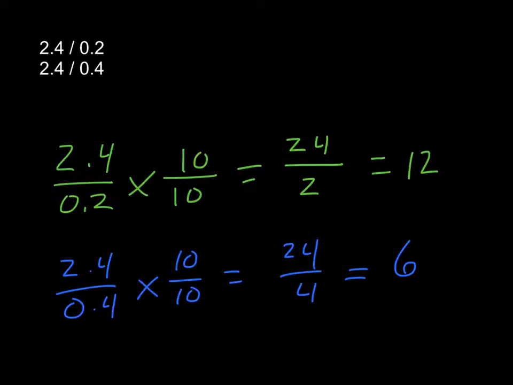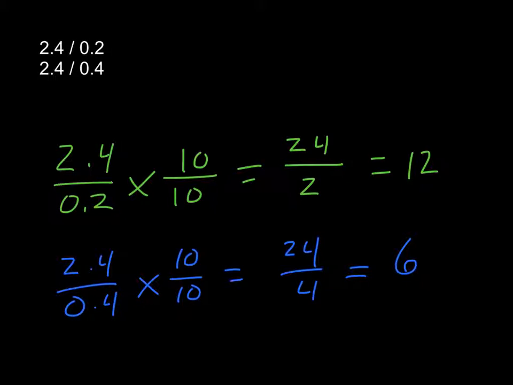When I solve this, I have 2 4/10 divided by 4/10. I'm multiplying it by 10/10, which gives me 24. And then I'm going to do 4/10 times 10, which gives me 4, and 24 divided by 4, 24/4 gives me 6. Let's look at the next problem.